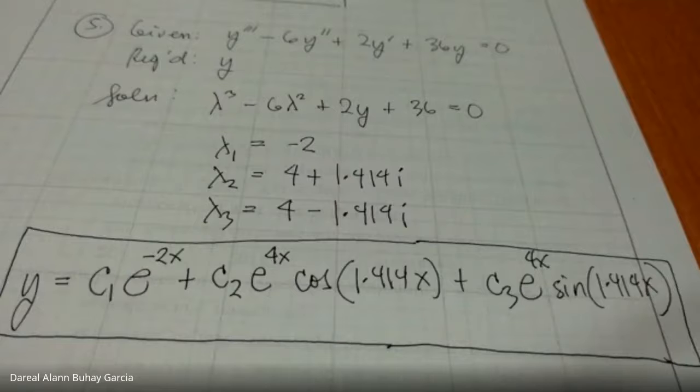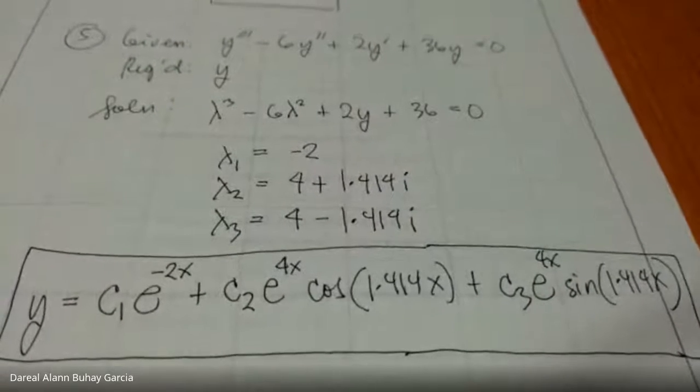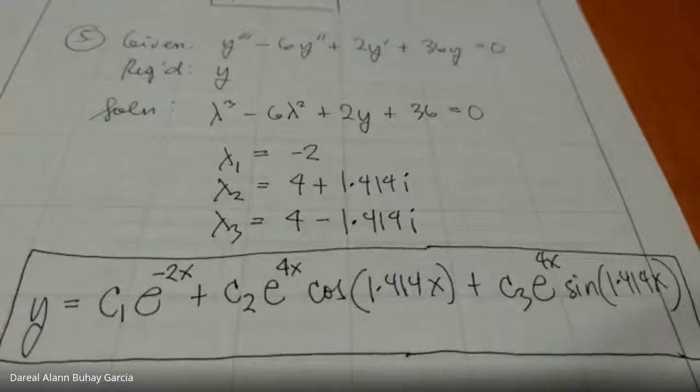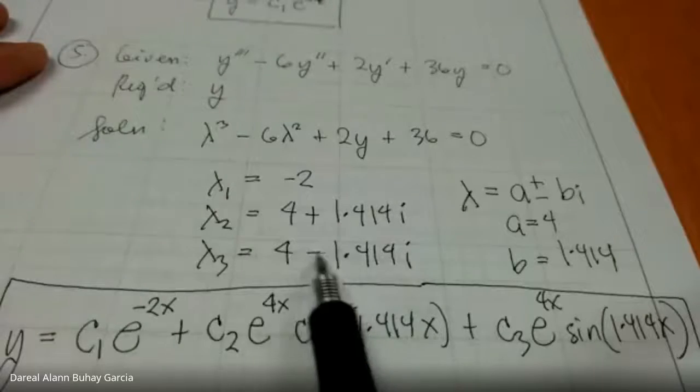Unless there are questions. Was it clear? Sir, what about the sign? Isn't it negative 1.414, sir? No, not negative. The form of the root lambda is a plus or minus bi. So a in this case is 4. B is 1.414. There is no appeal to the plus and minus.